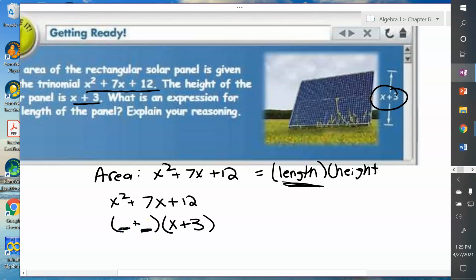Now, I do know that when I distribute this to get an x squared, I need to have an x there. And I also know that when I distribute my last terms, whatever this one is, times 3, I need to get a 12. So if I do 12 divided by 3, I get 4. So I know that a 4 can go in there. Now, as we go through today's lesson, I'm going to show you how I actually did that. And we're going to be able to do it with different kinds of trinomials. We may have some negatives in there, and I'll show you how to handle those.